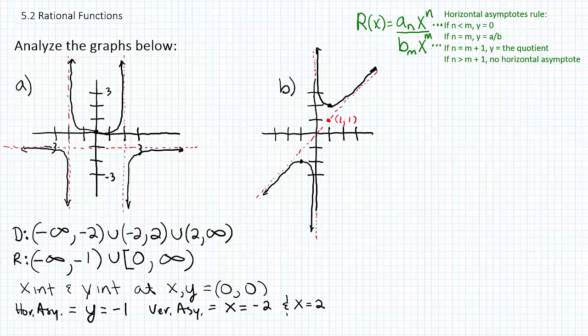And again, those are the places we identified in our domain where the graph seems to not have any points along the x-axis. All right, so let's do the same thing for graph B that we did for graph A. Let's first identify the domain.